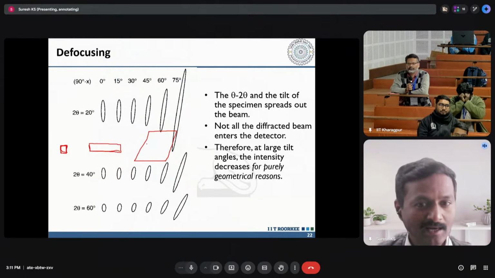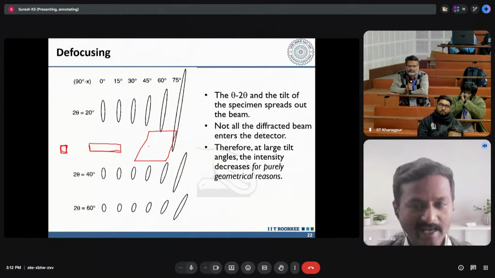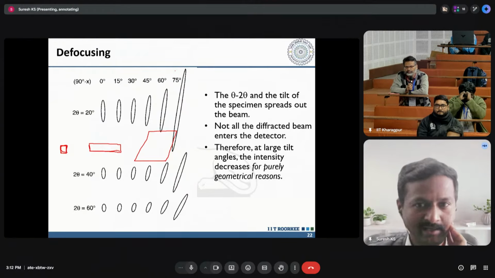So it is nothing about whether I have many preferred orientations here, but I am not using the same amount of X-ray photons between these two different conditions. So this has to be geometrically accounted for in the intensities we are getting at lower 2 theta angle and particularly at higher tilt angle.